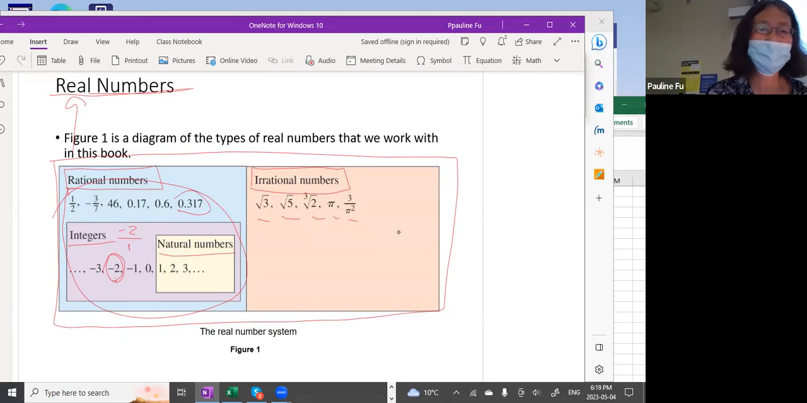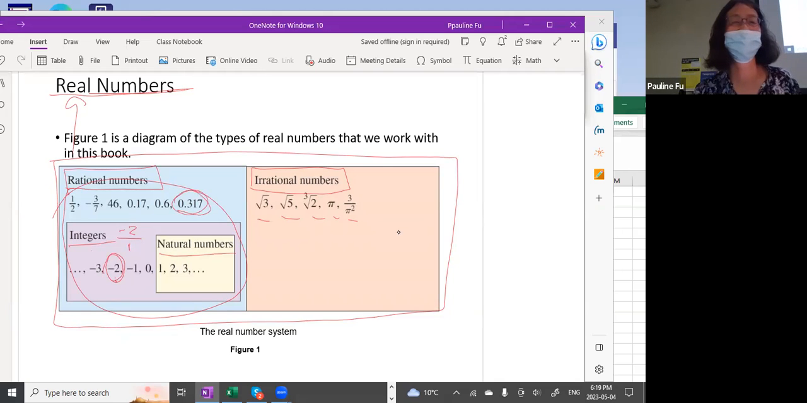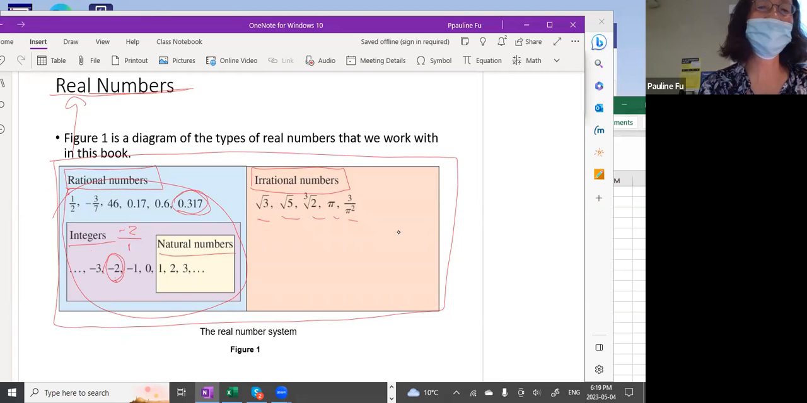Now take another example, 0.317. This is a rational number because you can express 0.317 as 317/1000. This number is a ratio of 2 integers. That's why 0.317 is a rational number, but 0.317 is not an integer, and 0.317 is not a natural number. Any questions?